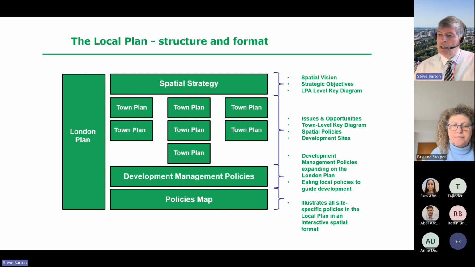What the town plans seek to do is to translate into practice how the borough-wide spatial objectives and vision will be implemented locally. Chapter 5 sets out 18 development management policies, many of which have a parent policy in the London Plan, some of which are unique to our local plan. And then finally, sitting outside the plan but alongside it is a policies map. All that does is show on a map base the main planning policy designations.